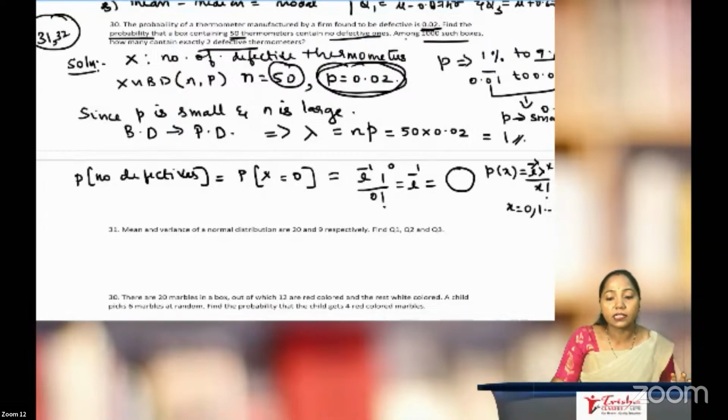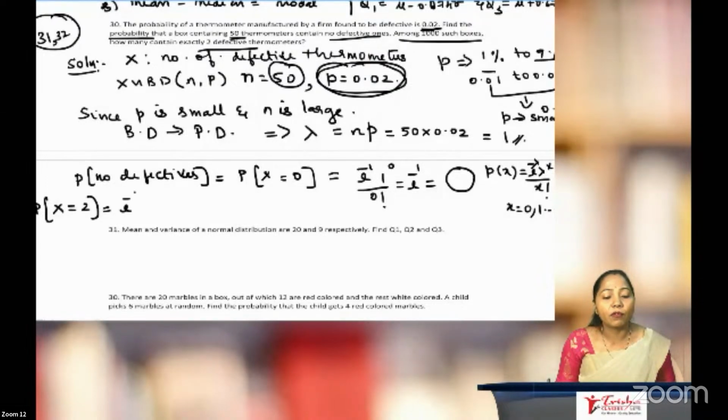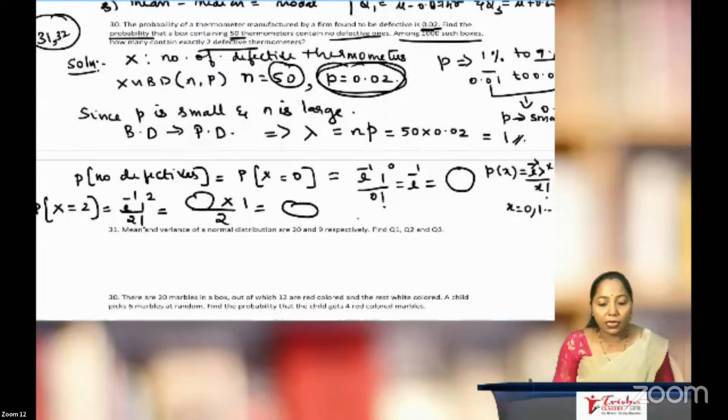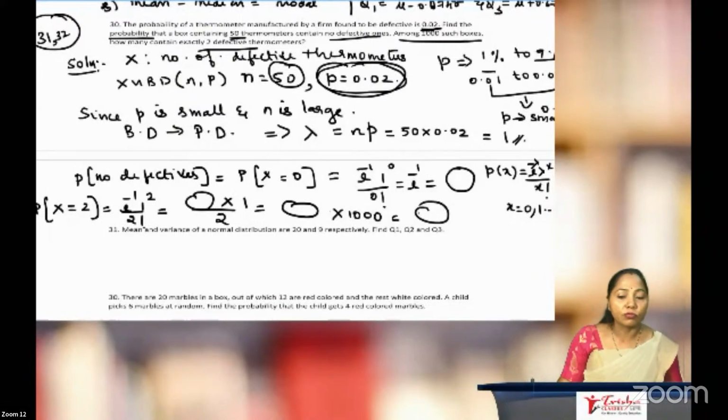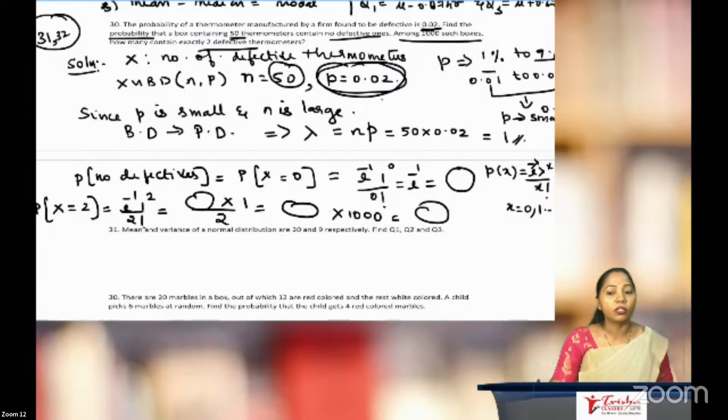The second question they are asking here is, among 1,000 such boxes, so there are 1,000 boxes given to you, capital N will be 1,000. How many contain exactly 2 defective thermometers? So for x equal to 2, it will be e power minus 1, 1 power 2 by 2 factorial. e power minus 1 is read from the Poisson table. 1 square is 1, 2 factorial is 2. Substitute, multiply and divide. You will get some probability, and multiplying by 1000 will give you the number of boxes out of 1000 that contain 2 defective thermometers. Is that clear?